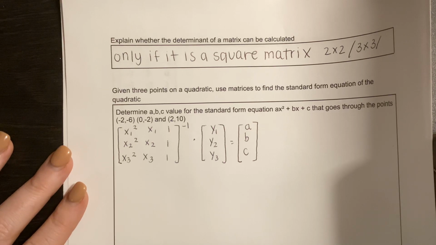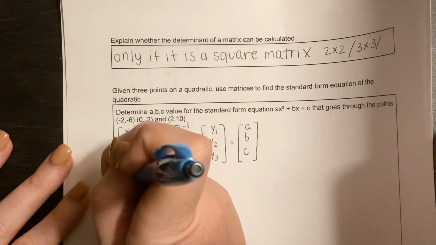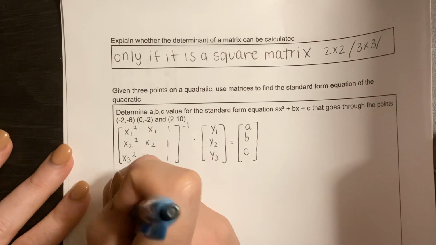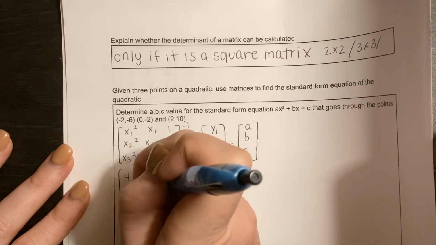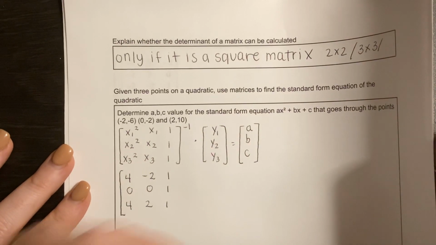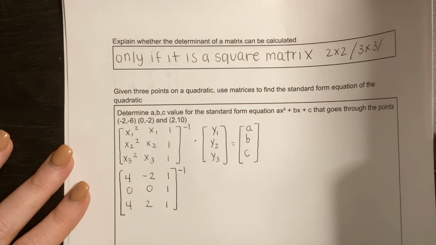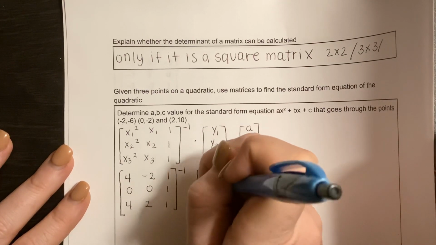So let's go ahead and plug it in. For x1 squared, -2 squared is going to give us 4. 0 squared is still 0. 2 squared is also 4. Then we plug in x1, x2, x3, so it's -2, 0, and 2. And then 1, 1, 1. We're going to do the inverse of that, multiplied by -6, -2, and 10.